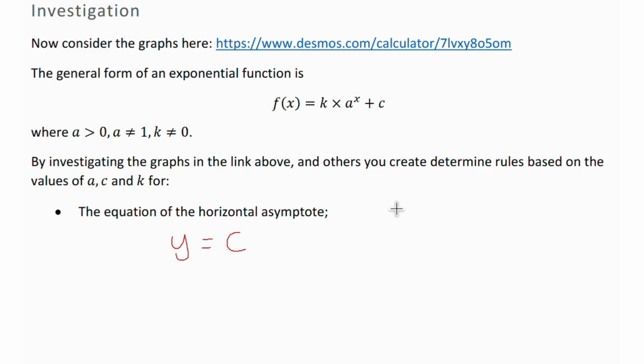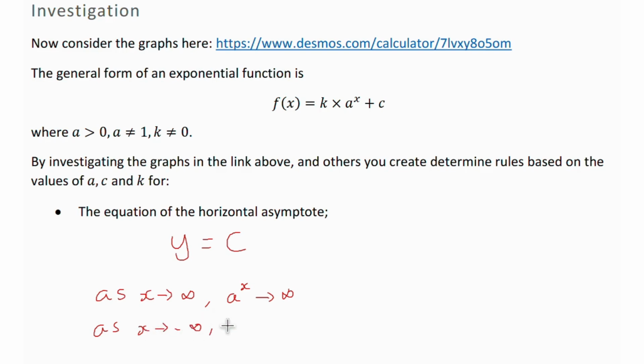And the reason for this is, remember that an asymptote is what happens as x approaches infinity. So as x approaches infinity, what happens to a to the x? Well, a to the x tends to infinity. It gets really, really big. So that doesn't particularly help us, but what's more interesting is what happens as x approaches negative infinity.